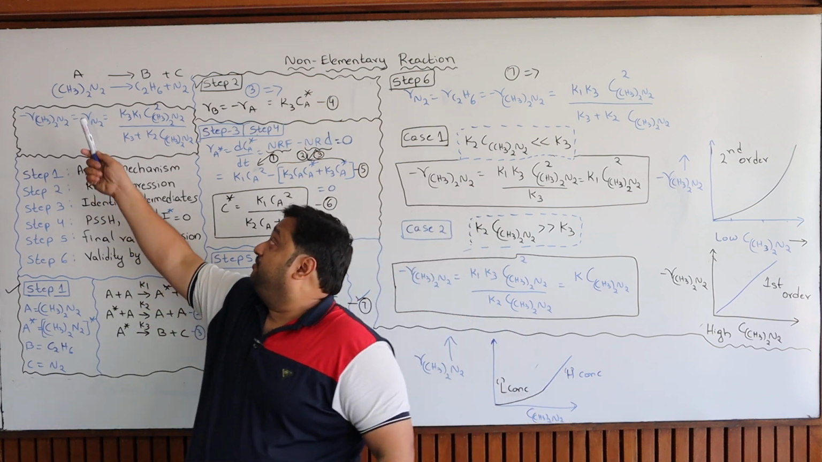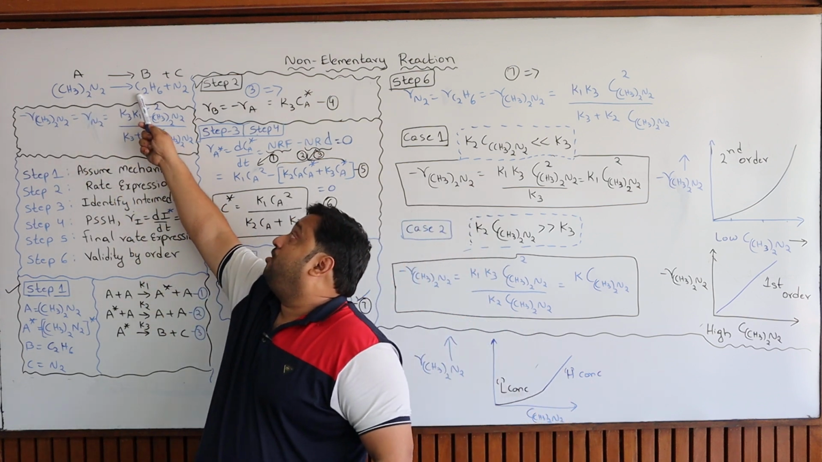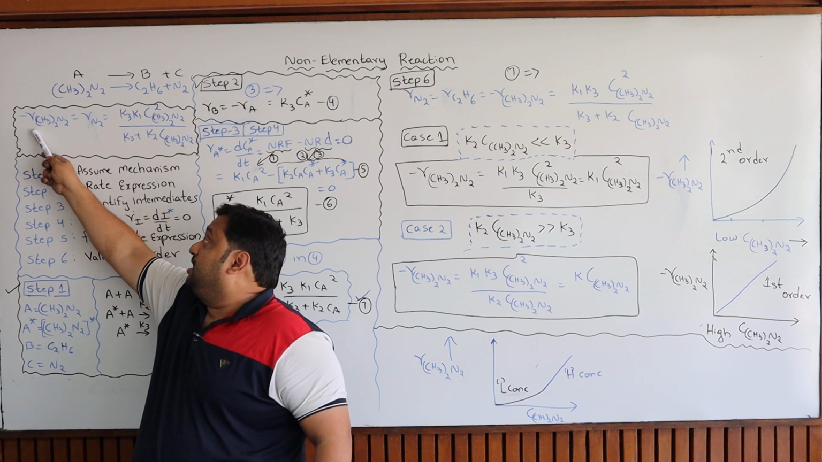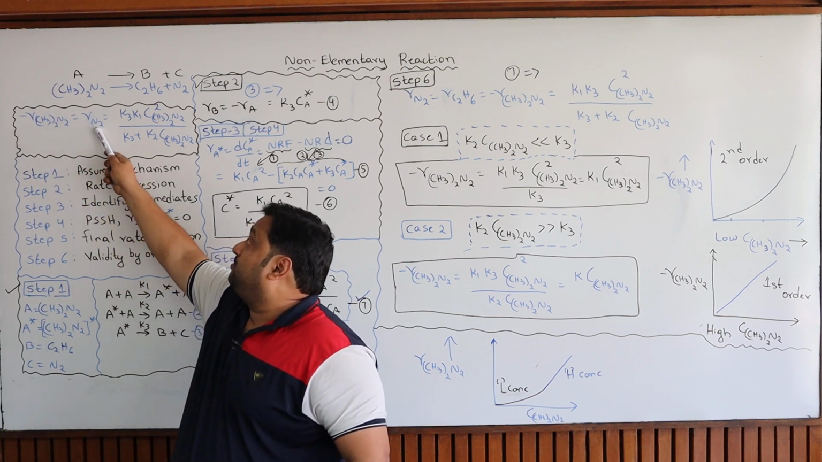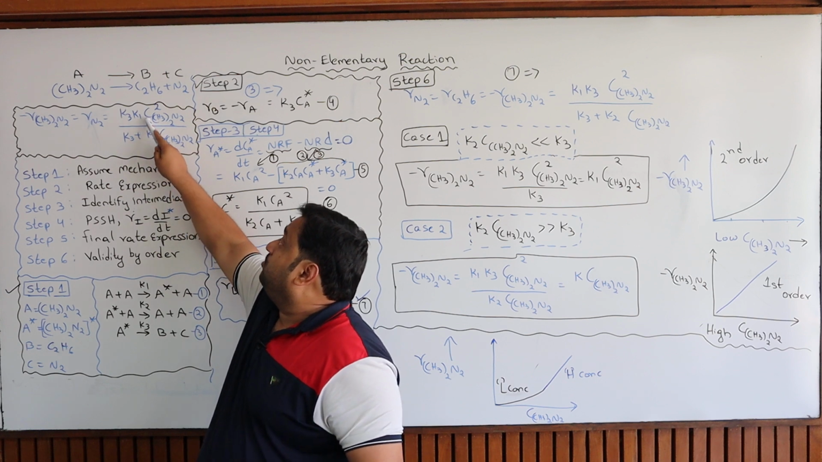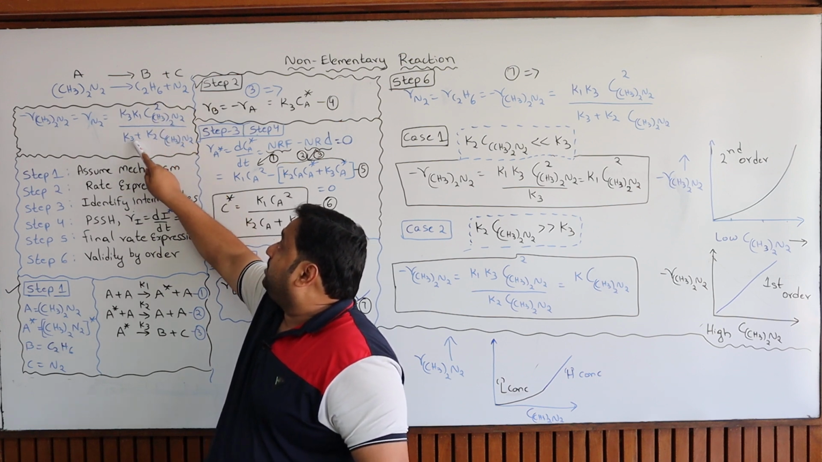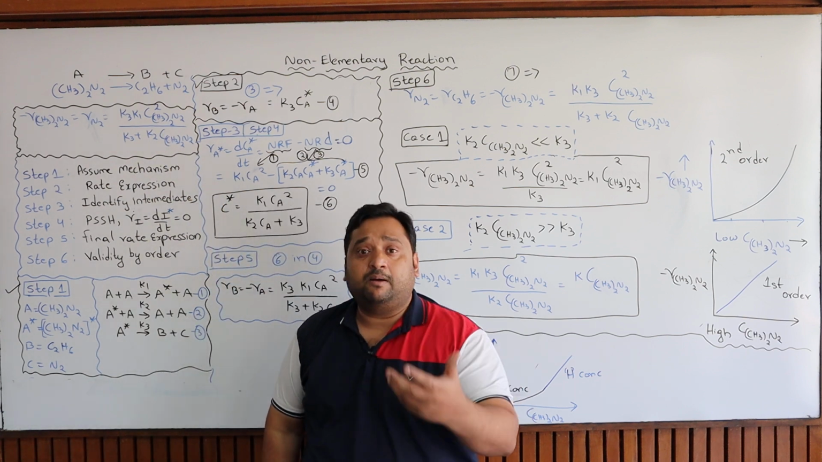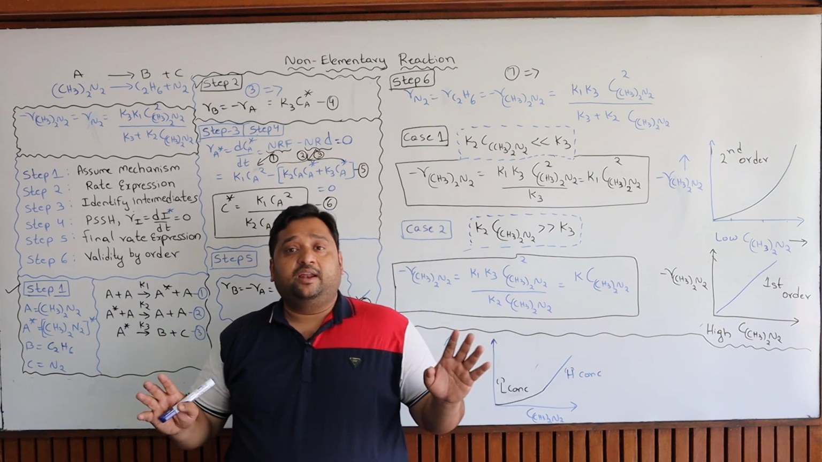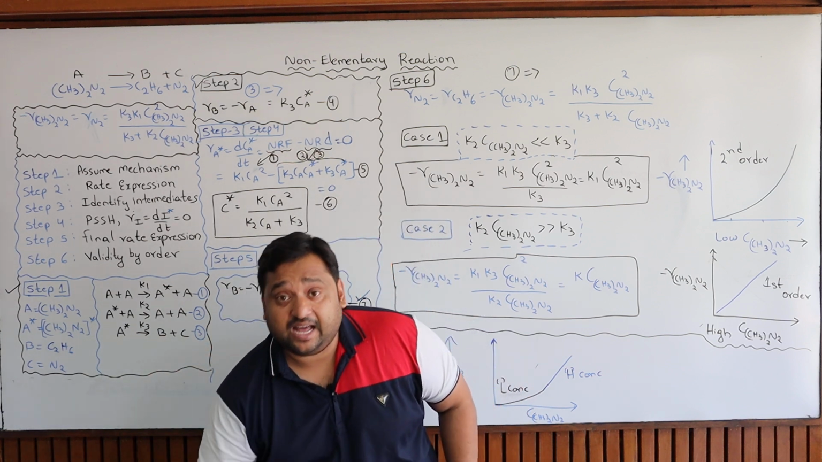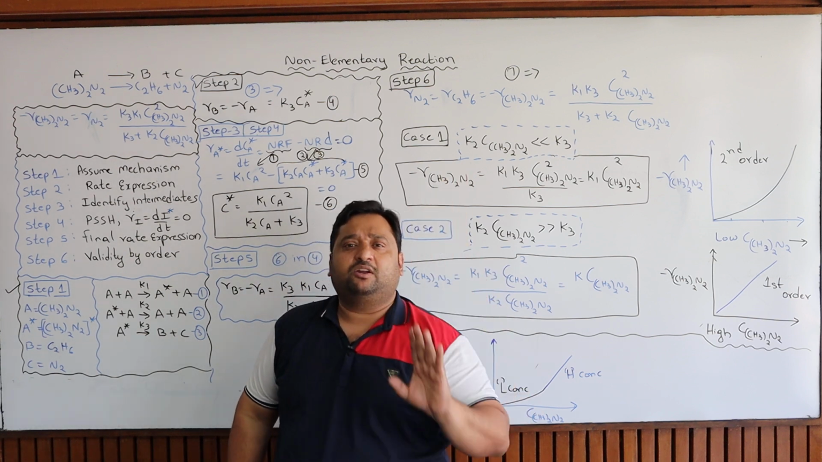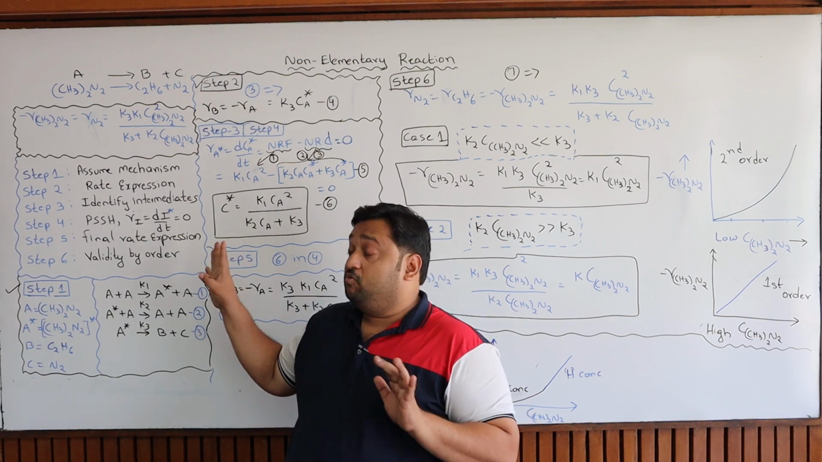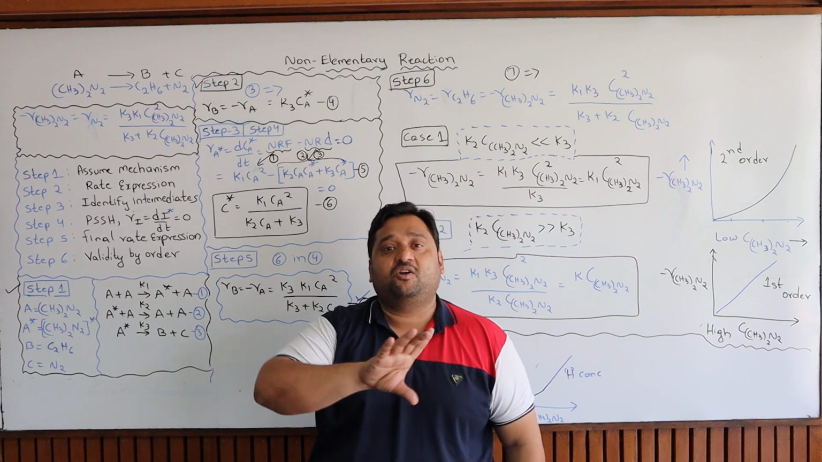If this is my reaction, azo-methane reacting to form ethane and nitrogen, my rate expression is: decomposition of azo-methane is equal to formation of nitrogen, which is equal to K3 K1 times concentration of azo-methane squared, divided by K3 plus K2 times concentration of azo-methane. How do people come to this conclusion? There are 6 steps to follow. Whichever non-elementary reaction and whatever the mechanism, if you follow the 6 steps, you can find the rate expression for a non-elementary reaction.